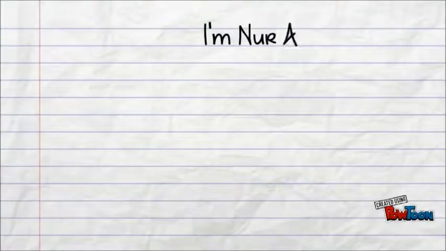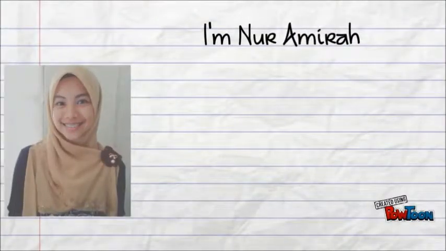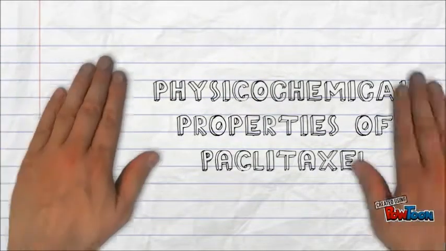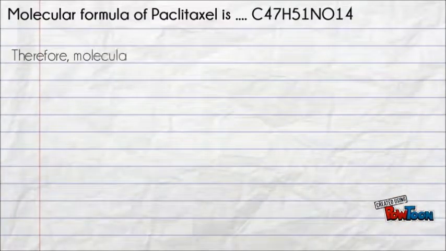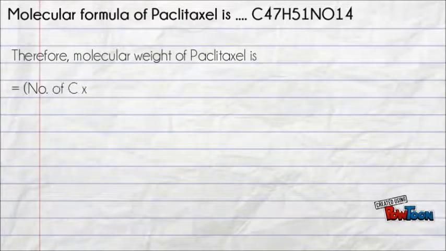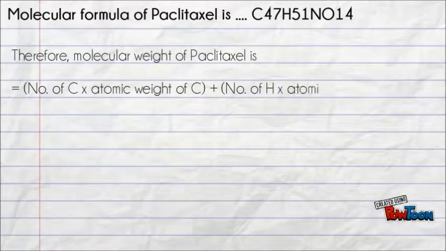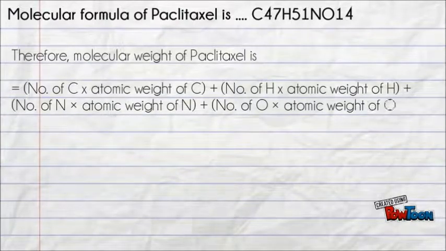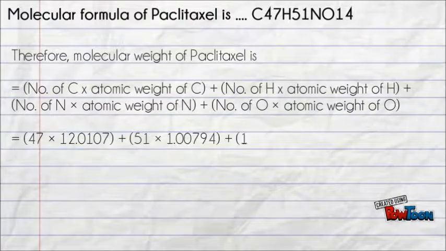I am Nur Amira and I'm going to explain the physicochemical properties of paclitaxel. The molecular formula of paclitaxel is C47H51NO14. Based on the calculation, the molecular weight is 853.9061 gram per mole.